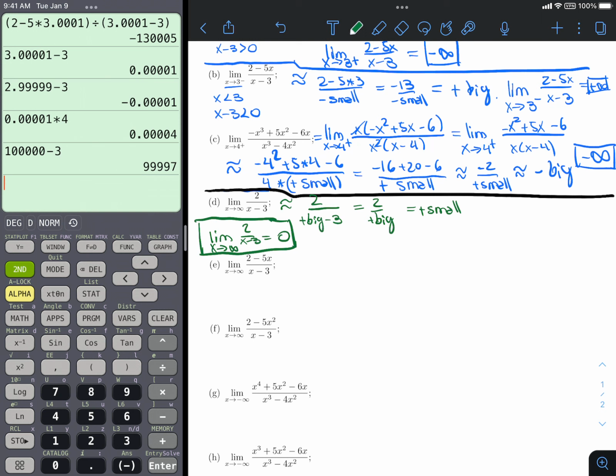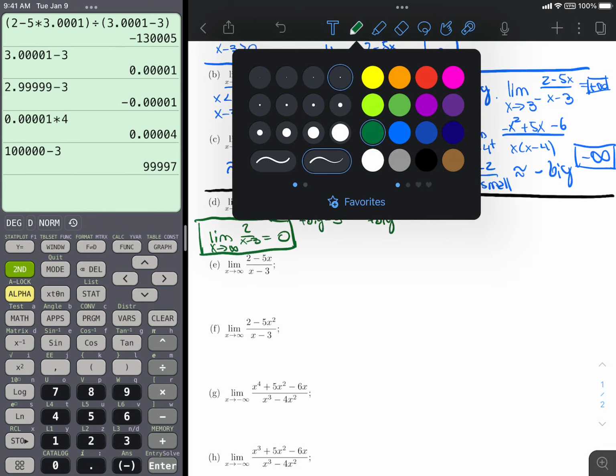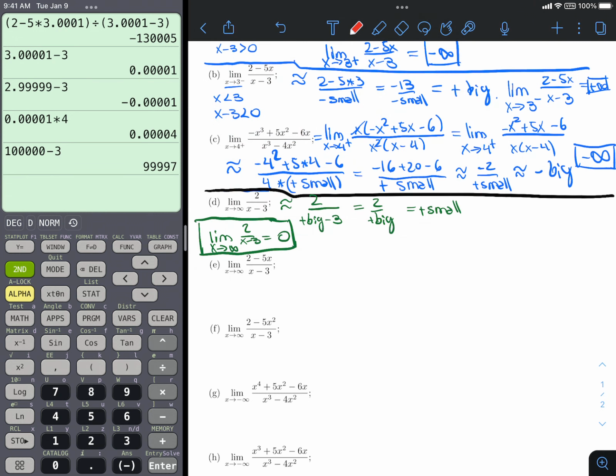Now E is going to have a surprise for us. And we're going to try and apply this reasoning on E, and you're going to see what's going to happen. Here's how we can try and think of E. I'll do this one in red because you're going to see that this won't quite work.